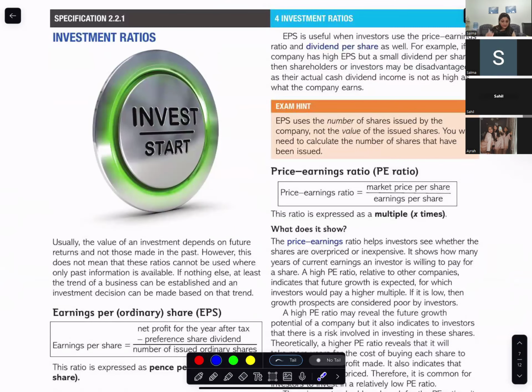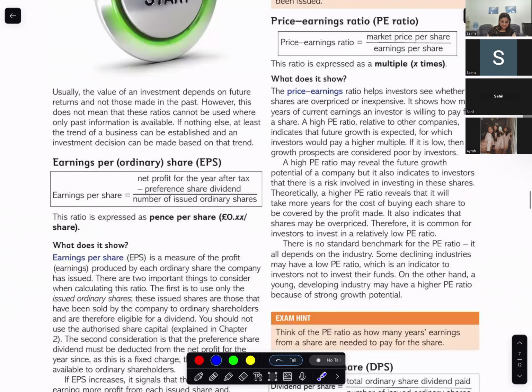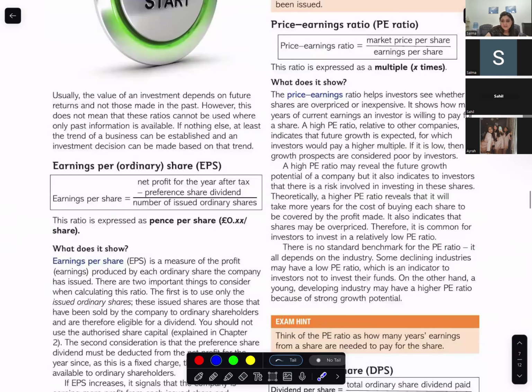Now we are talking about investment ratios. Gearing ratios is perfect, right? Now let's talk about investment ratios. The first investment ratio is the earning per share ratio. Do you know the meaning of earning per share? How much profit you make off of each share issued?